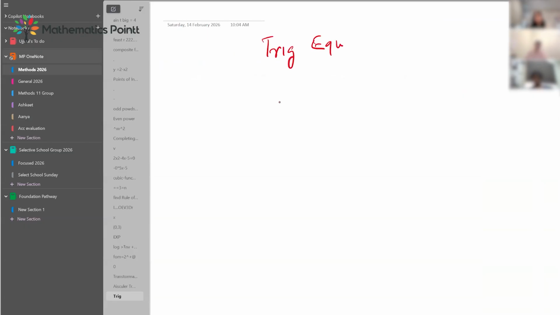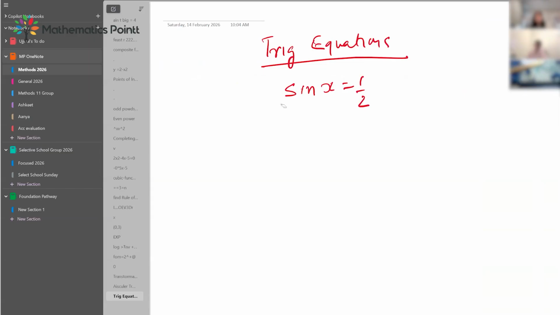Trig equations. Say sine x equals half, where x belongs to 0 to 4 pi. I need to find all the values of x where sine x is half in the domain 0 to 4 pi. That's the goal, right?